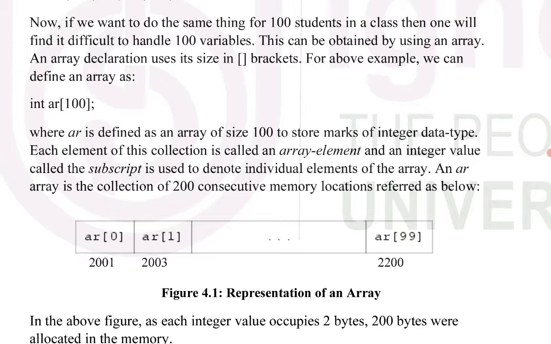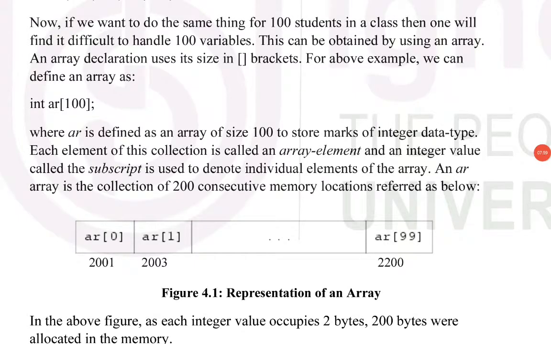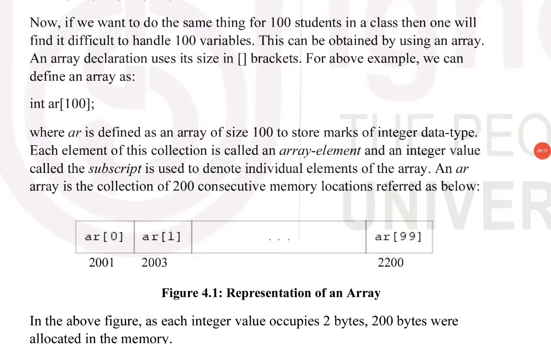So this is the representation of arrays, called the representation of arrays in C language. Not only in C, arrays are also available in all other languages like C++. So this is the representation of arrays in C language.